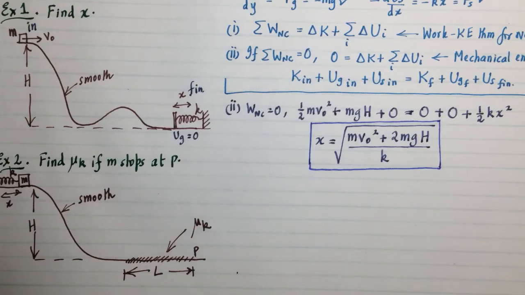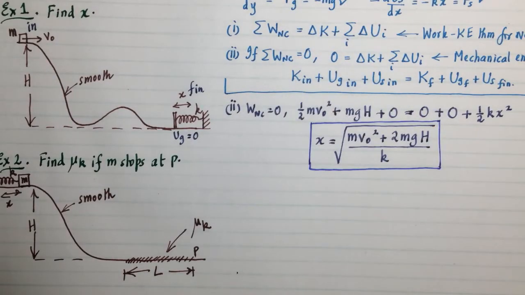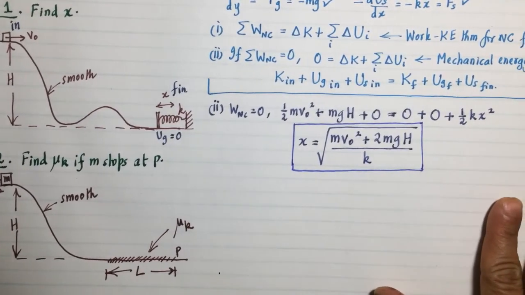Let's do the second problem. In the second problem, there is friction. So we have to use the first formulation of the energy principle. In other words, the work kinetic energy theorem for non-conservative forces that I've written here.